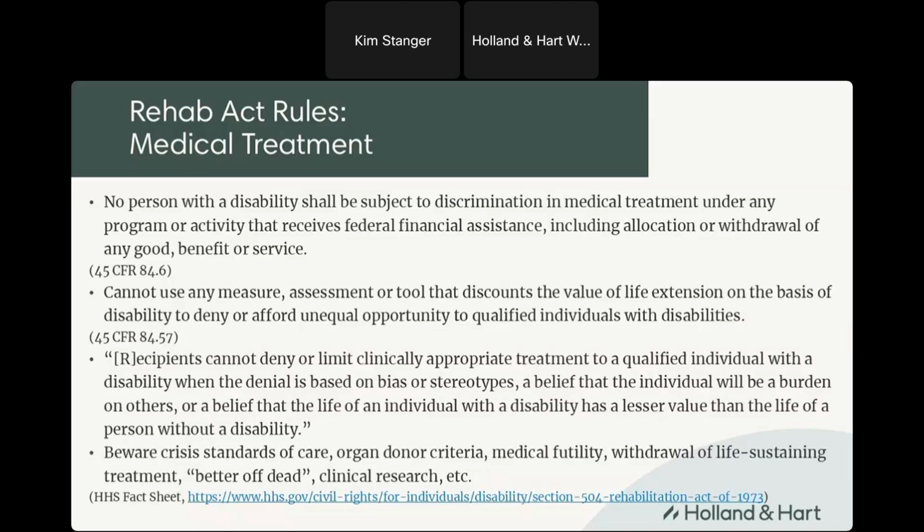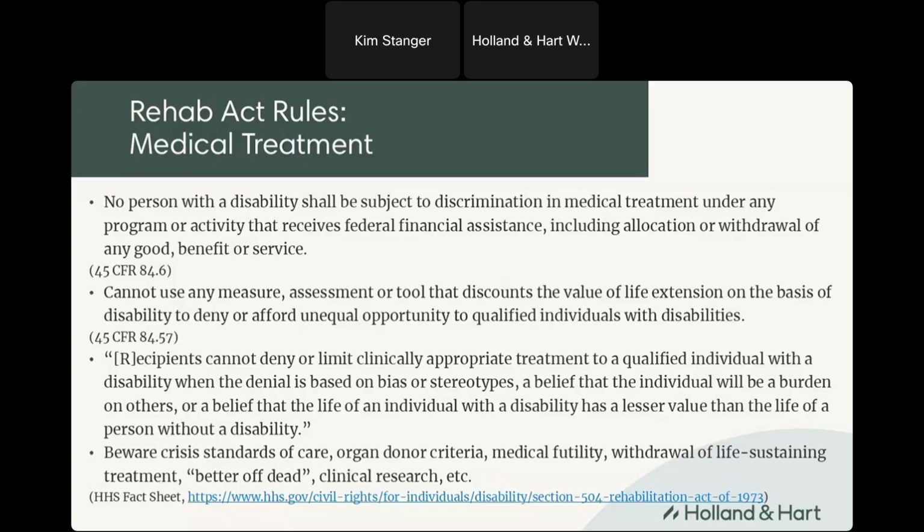In the context of COVID, there were a couple of decisions that came out from the Office for Civil Rights that said, hey, wait a minute, by implementing those crisis standards of care, if you are devaluing a person with disabilities, then that would violate the Rehab Act under the old standards. They've issued these new rules to make that more explicit.